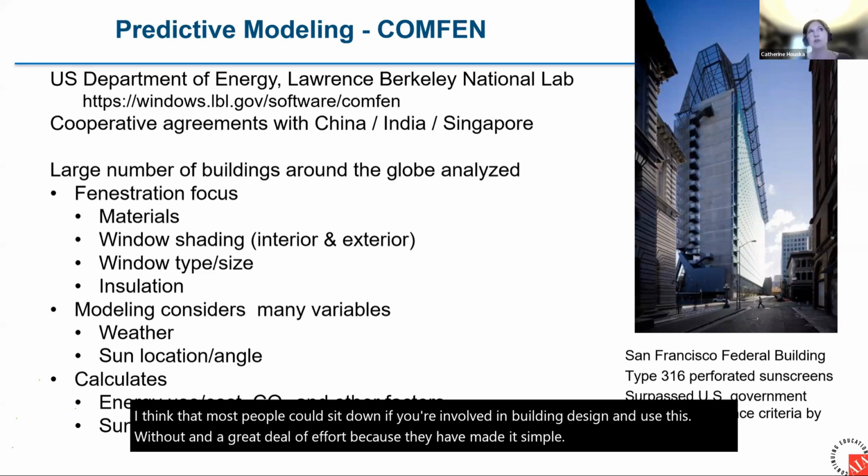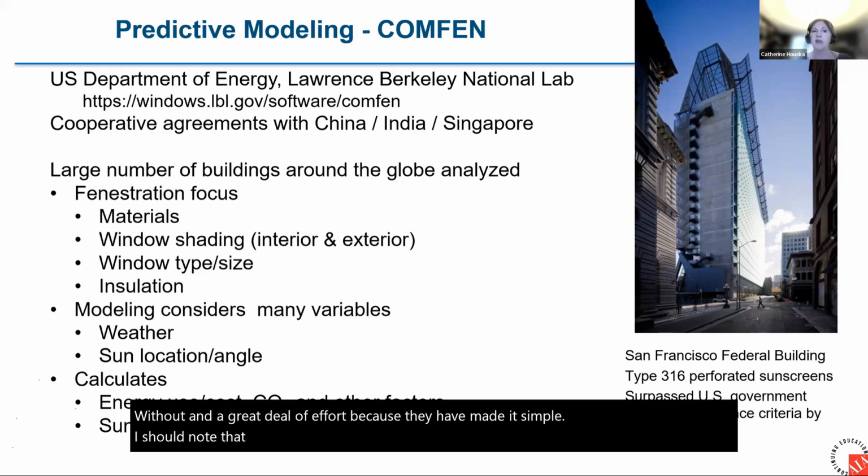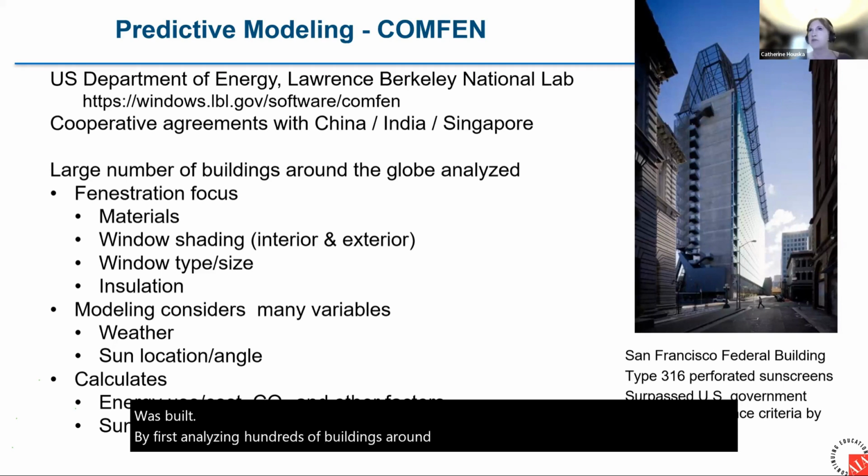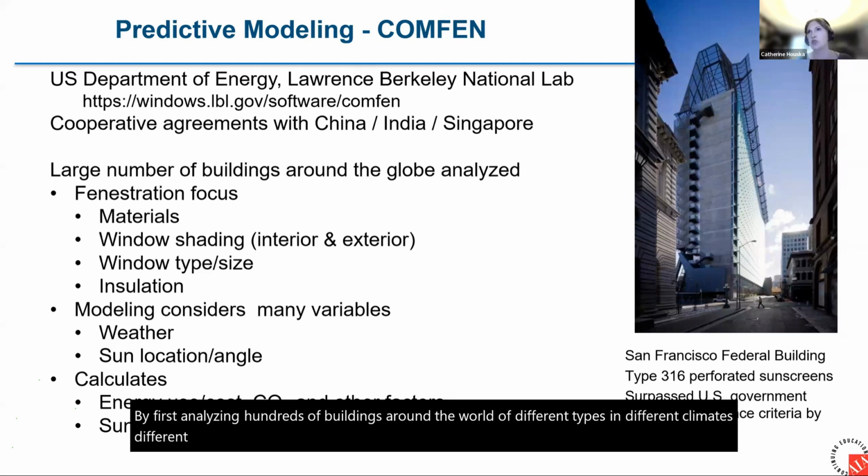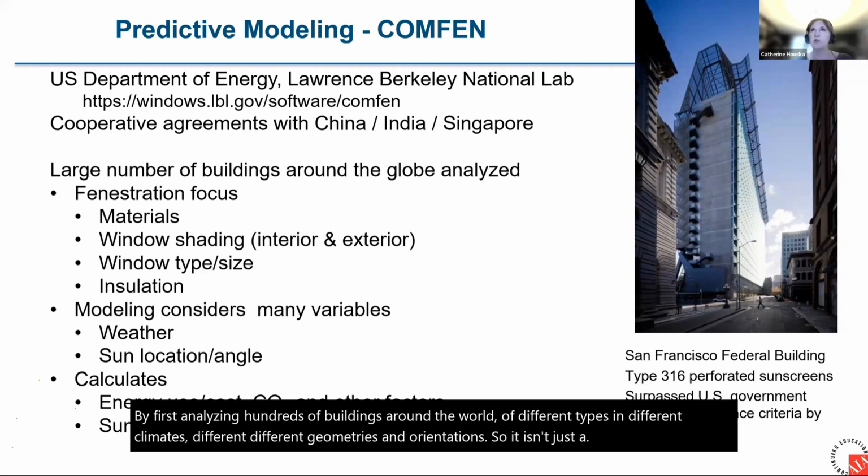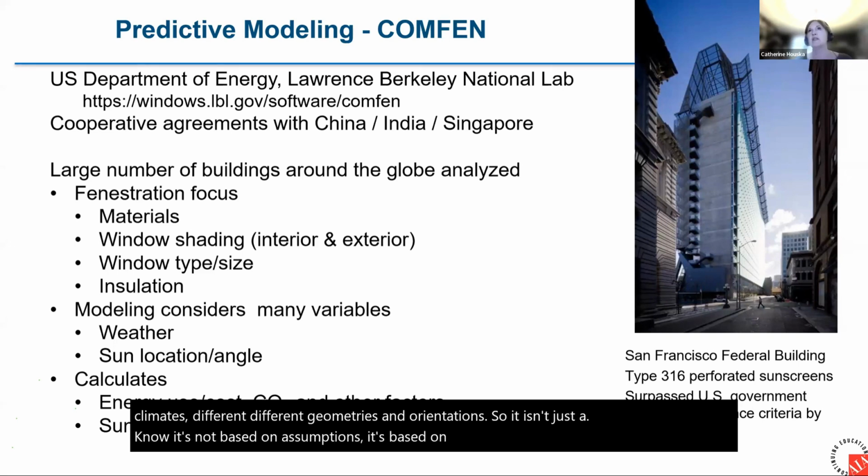I should note that Comfen was built by first analyzing hundreds of buildings around the world of different types in different climates, different geometries and orientations. So it's not based on assumptions. It's based on hard data around the world in different climates.